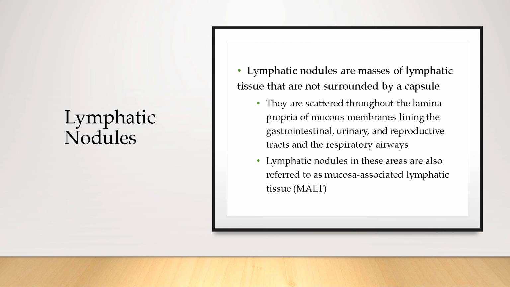So lastly, very briefly, I'll talk about lymphatic nodules. These are also called lymphatic follicles. These are going to be egg-shaped masses of lymphatic tissue that are not surrounded by a capsule.